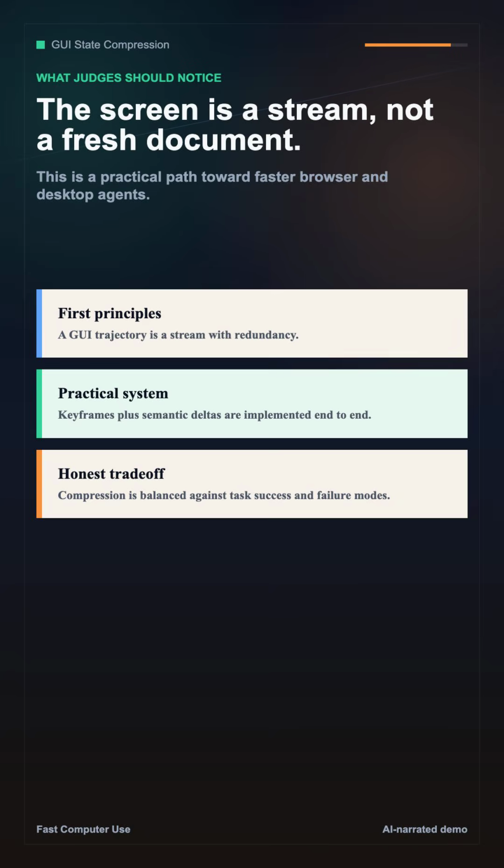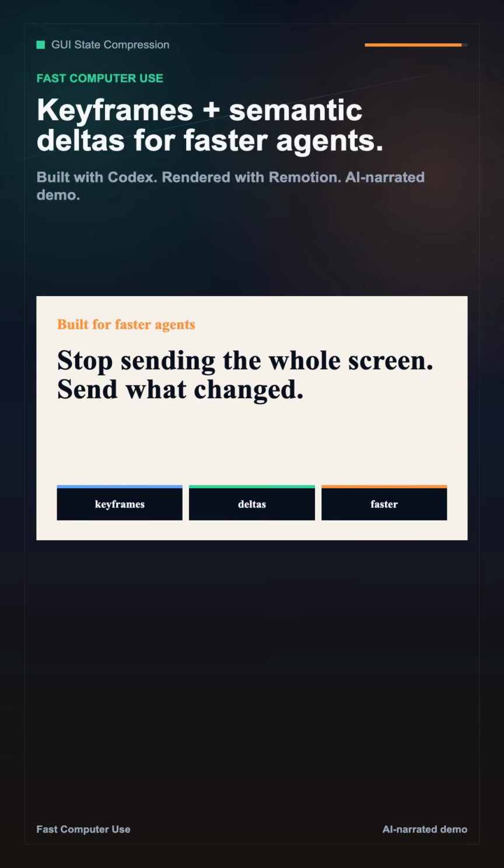For judges, the important thing is the framing. A screen is not a fresh document every time. It is a stream. If we send only what changed, computer use agents can become faster, cheaper, and more practical for real multi-step workflows. There are still hard problems: stale keyframes, missing visual detail, and imperfect semantic reconstruction. But this prototype shows a practical path toward faster browser and desktop agents.